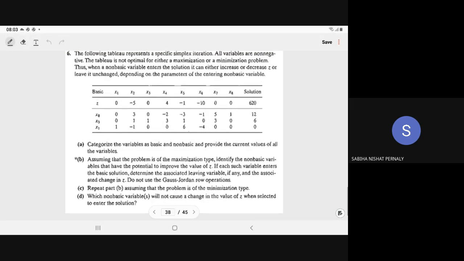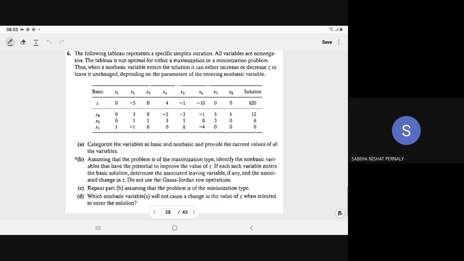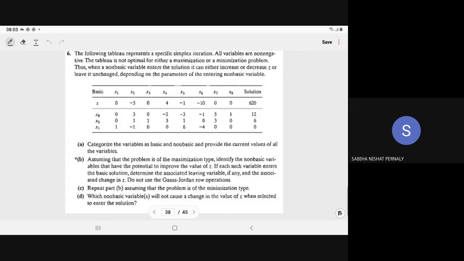The following table represents a specific simplex iteration. It is not given that it is the initial table or the final table. It is any table. All the variables are non-negative. Whatever the condition of the LP problem given to you, the table is not optimal for either the maximization problem or the minimization problem. So this table is not an optimal table for any kind of problem.